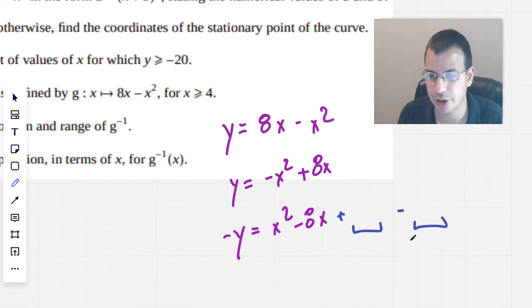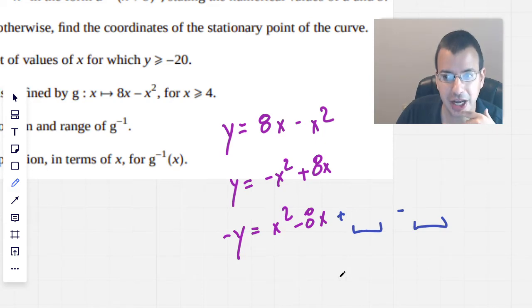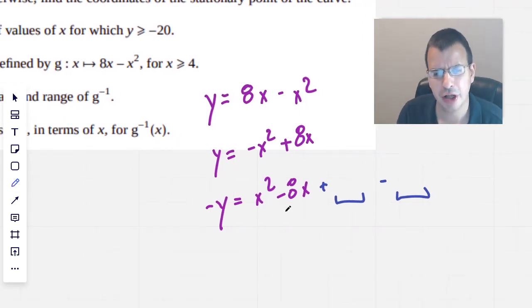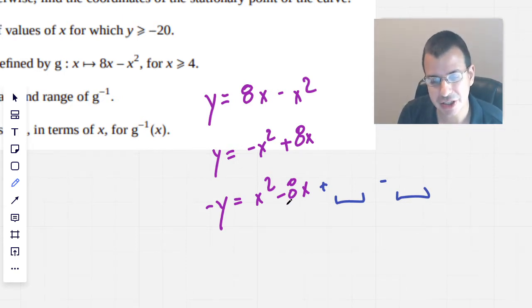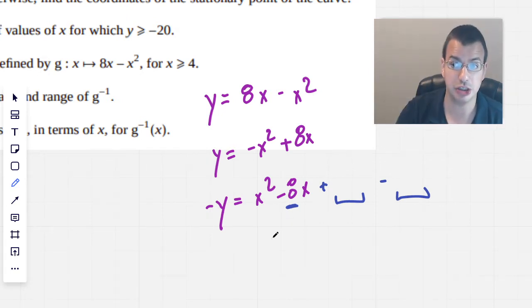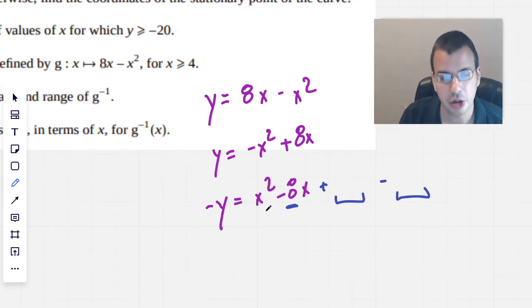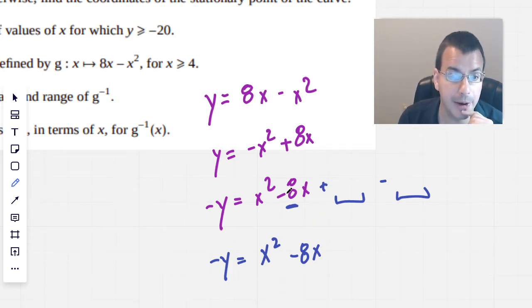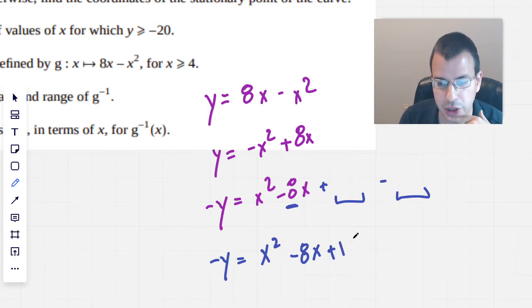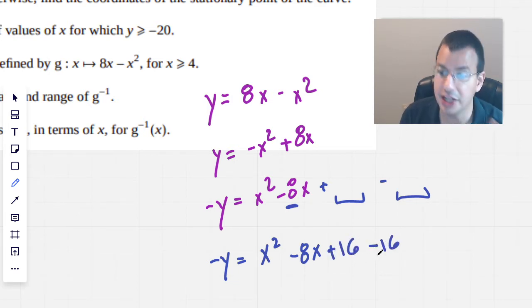That's not supposed to be an x. There we go. Some number. And you can do it through guess and check or feel, but the more methodical, correct way of doing it is you're going to take this number right here, this negative 8, divide by 2, and then square it. So if we do that, we're going to say that negative y equals x squared minus 8x. Negative 8 divided by 2 is negative 4, and squared will be 16, so we'll add 16 and subtract 16.